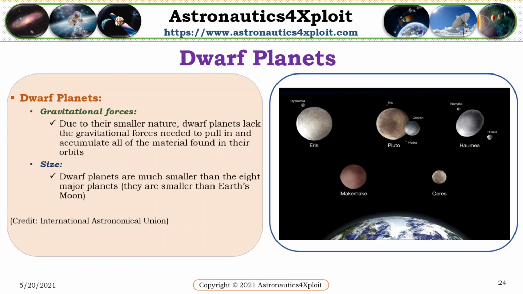Due to their smaller nature, dwarf planets lack the gravitational forces needed to pull in and accumulate all of the material found in their orbits. They are much smaller than the 8 major planets, and they are smaller than Earth's moon.